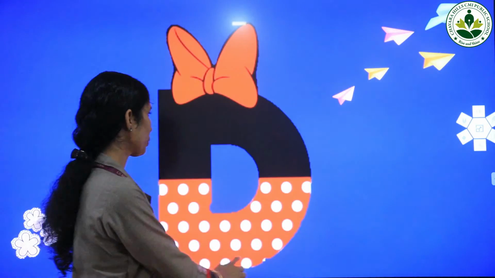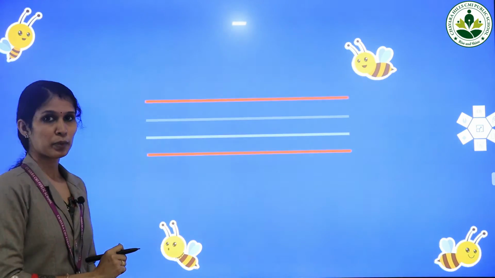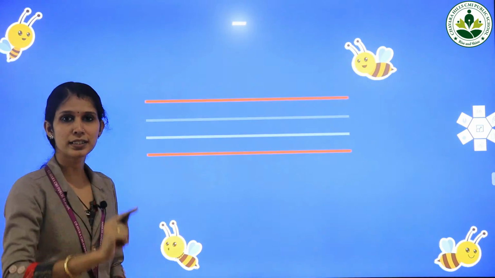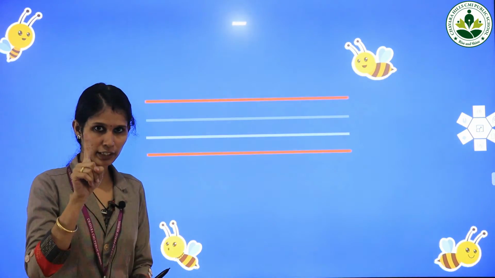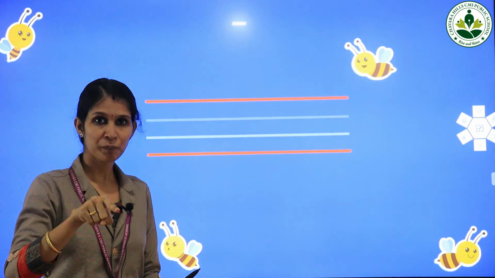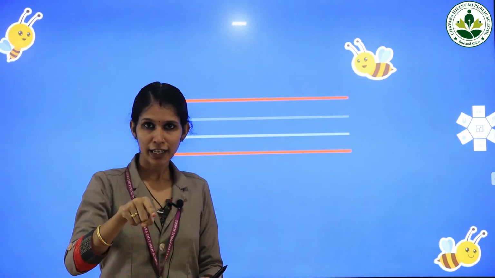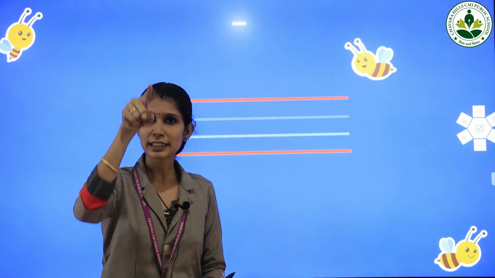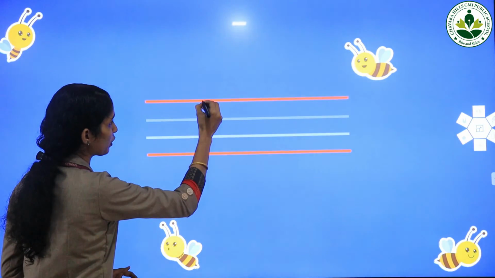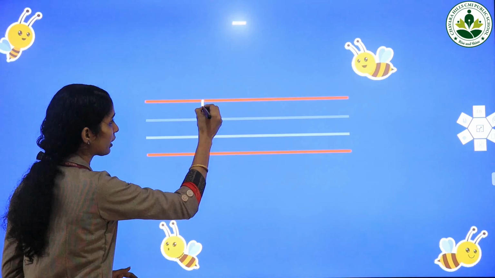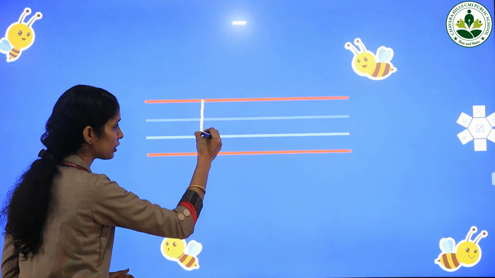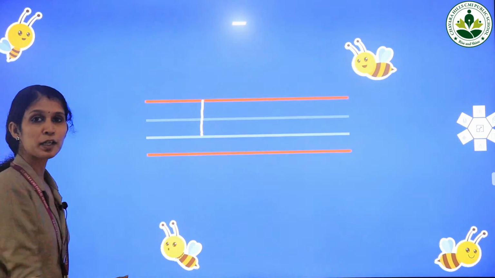Now we are going to trace capital letter D. Come, let's write together. First we are going to trace a big standing line. All of you take your index finger. Then draw a big standing line like this. Standing line. Very good. Once more. Let's write a big standing line. It starts from the first red line, comes down, down, down, down, then touches the second blue line.